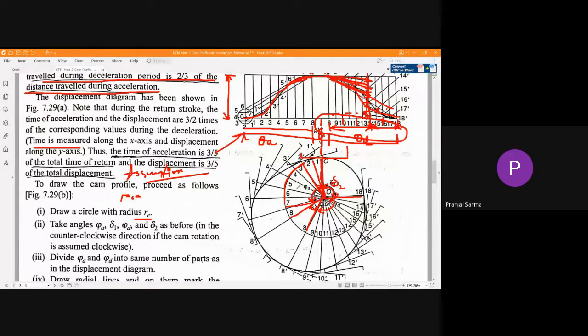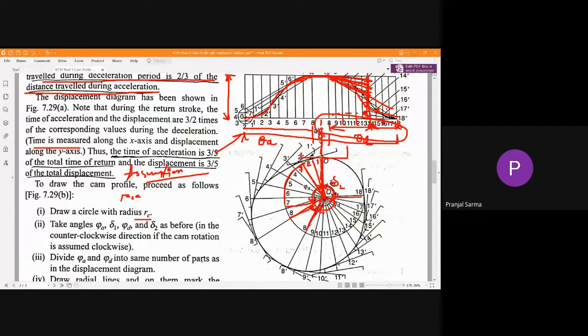Okay, and don't forget to give the proper names here. Whatever names you have utilized in the displacement diagram, such as 1, 2, 3, 4, etc., the same nomenclature you should use. Now after that, there is this particular dwell. During the dwell, there is no need to do any kind of division.